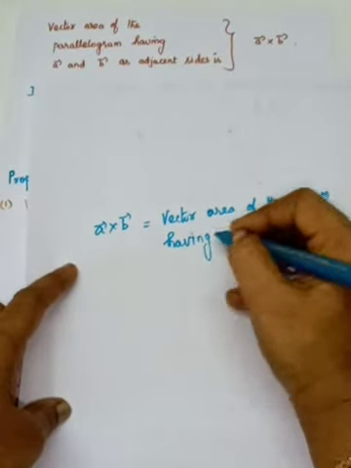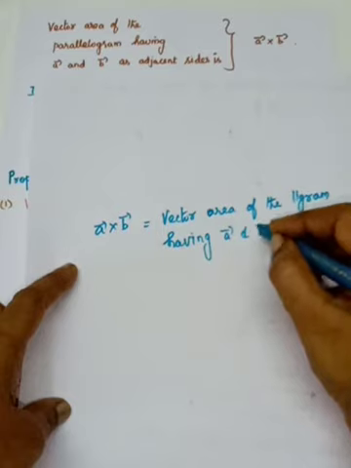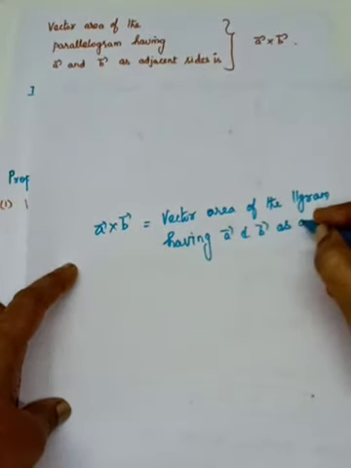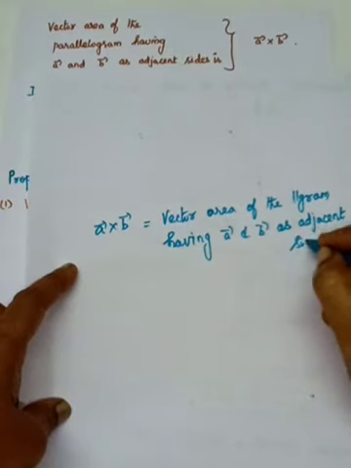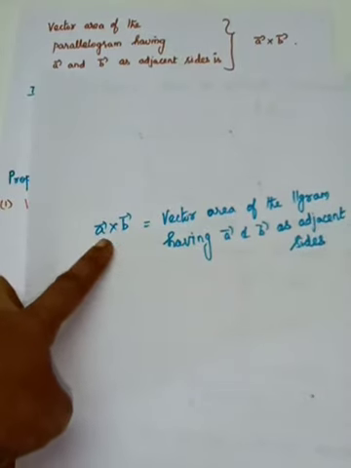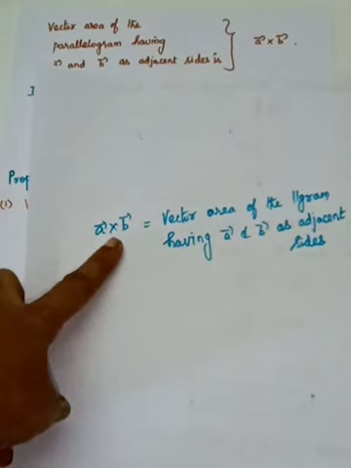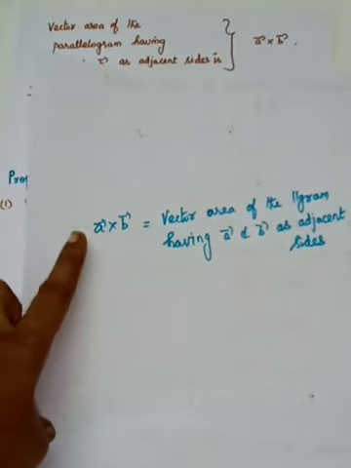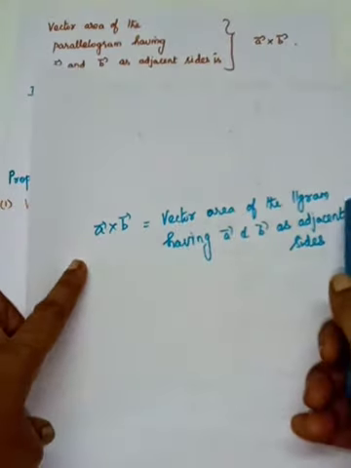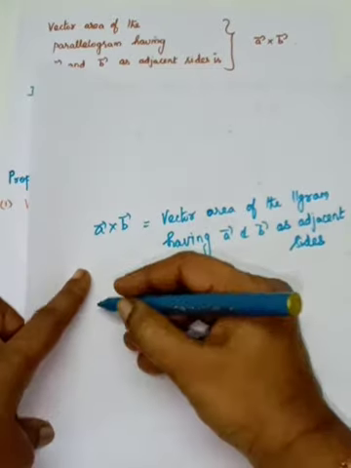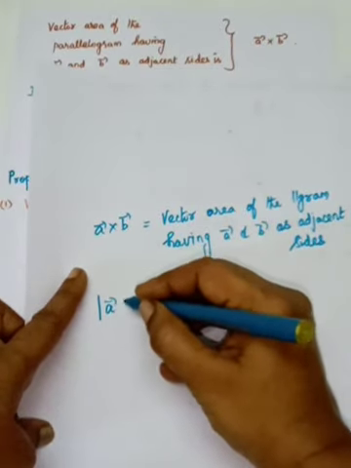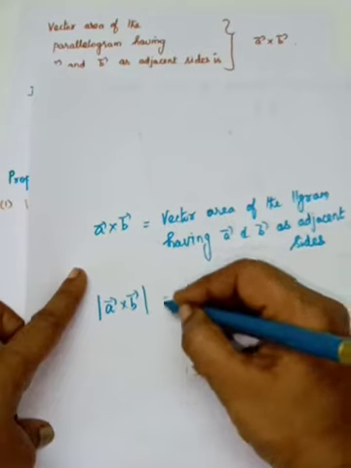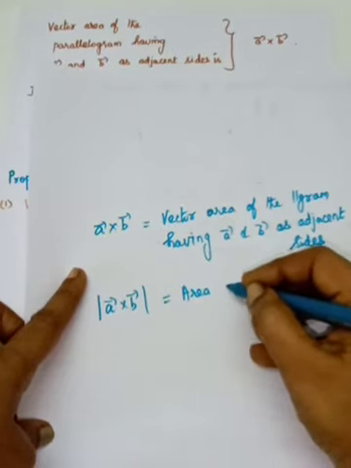Having A vector and B vector as adjacent sides, we can write the area of the parallelogram using the formula A vector cross B vector. While you are finding A vector cross B vector, it is in the form of a vector. That's why it is the vector area of the parallelogram. If you write the modulus, it's a number.